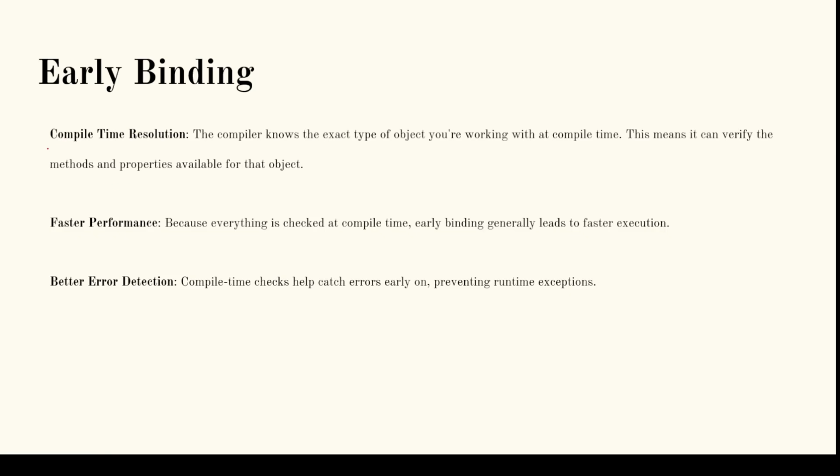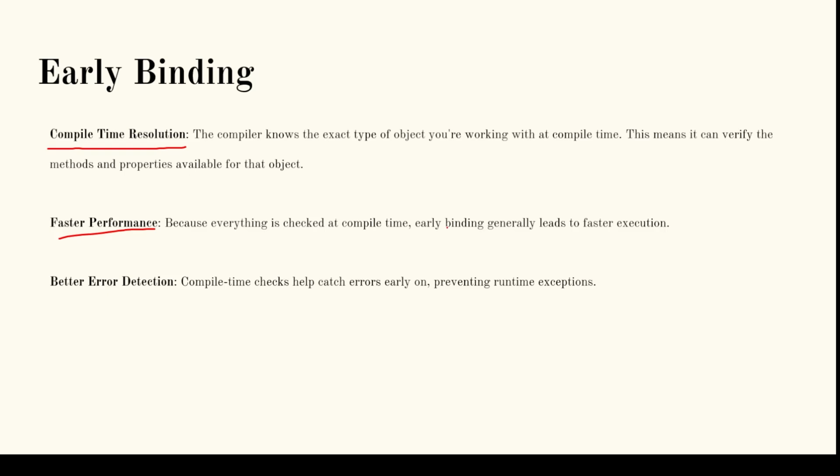In early binding, we will have compile time resolution. The compiler knows the exact type of the object we are working with at compile time itself. This means we can easily verify the methods and properties that are available for the object. Early binding will provide you fast performance because everything is checked at the compile time. Early binding generally leads to faster execution. Better error detection: as we have seen, in early binding, compile time checks will help us to catch errors early on. This way we can prevent runtime exceptions.